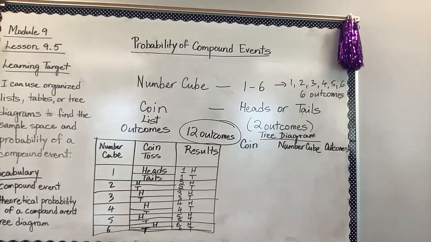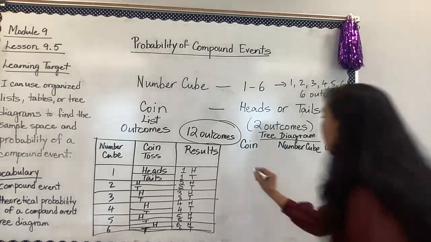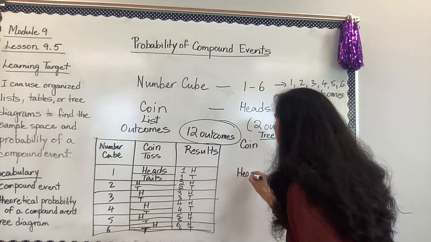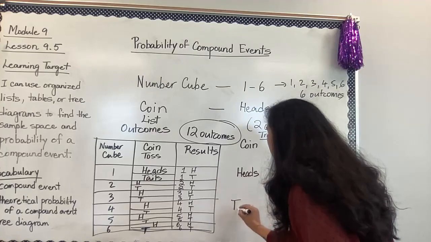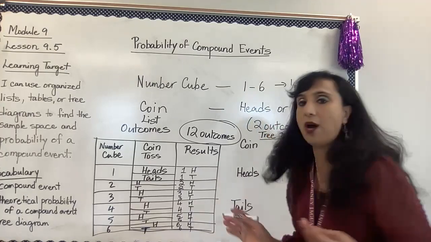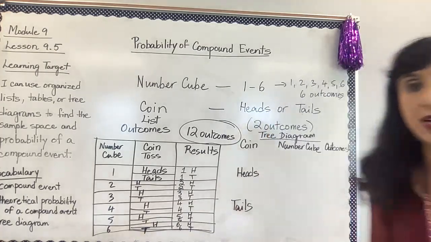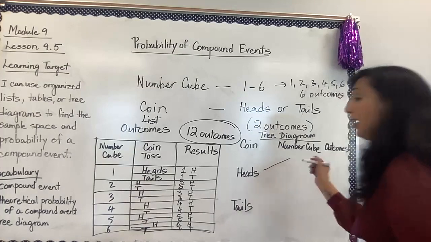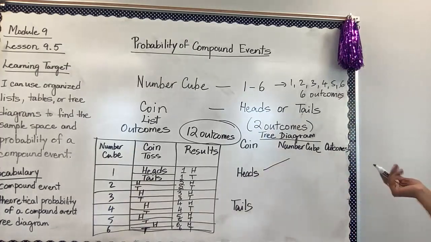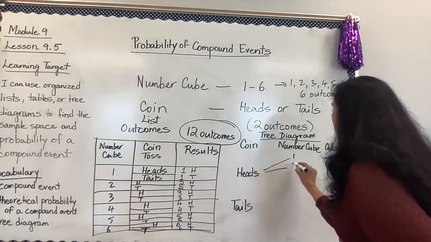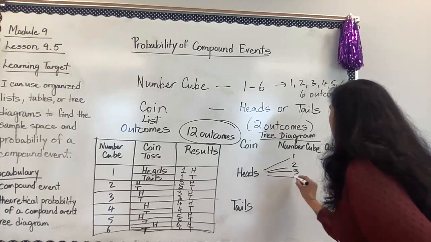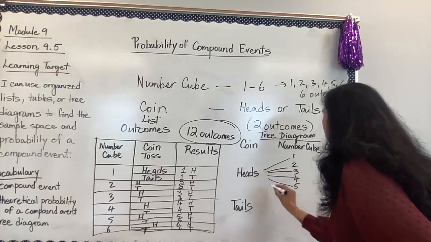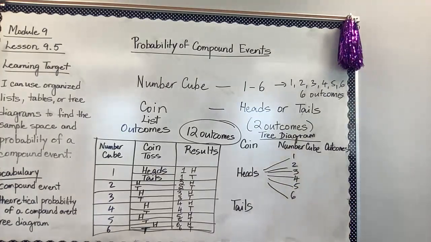Okay, so for the coin, I have either heads or tails. Those are the two options that I have. Now from the heads, if I'm rolling the number cube, what are my options for the number cube? I have 1, 2, 3, 4, 5, and 6, right?